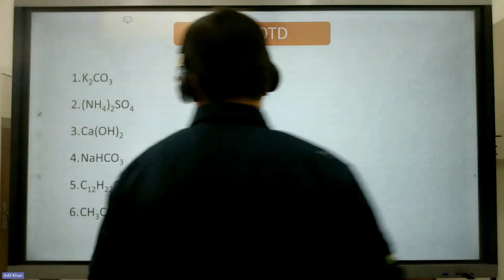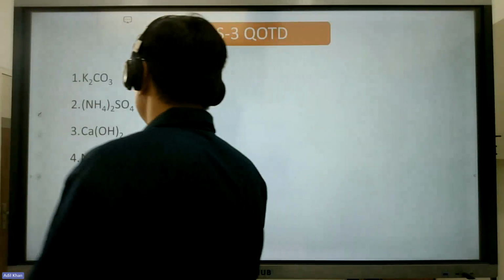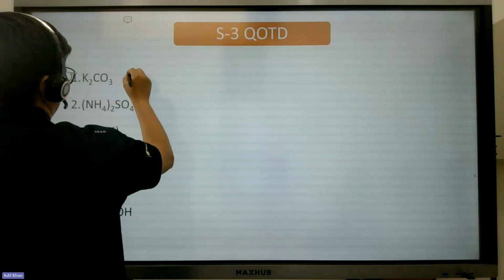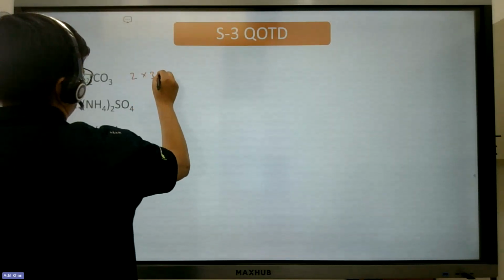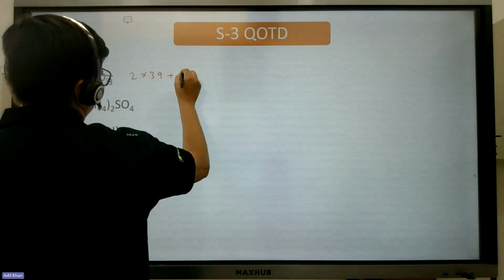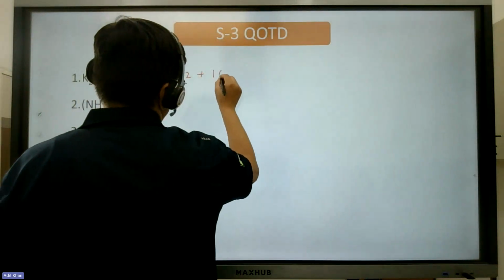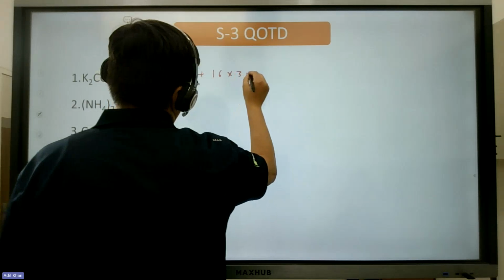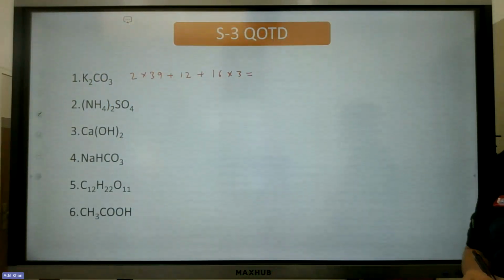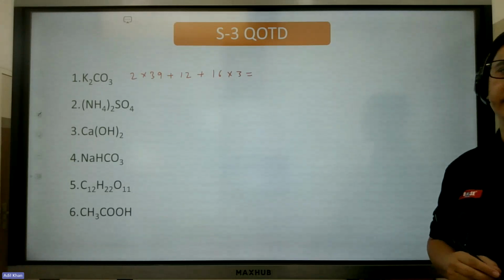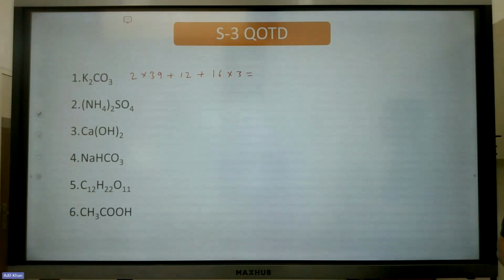Find the molecular mass of the given compound. The first one is potassium carbonate. Let's find this out. So potassium is 2 times, and the atomic mass is 39. Carbon is 1 time, it is 12, and oxygen is 16, 3 times. So find out and tell me the overall molar mass of this. Quick. Find out how much it will give.